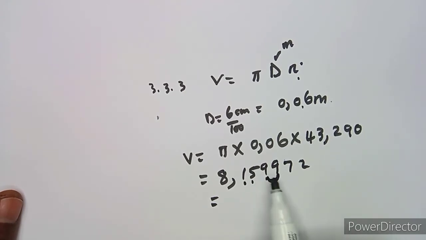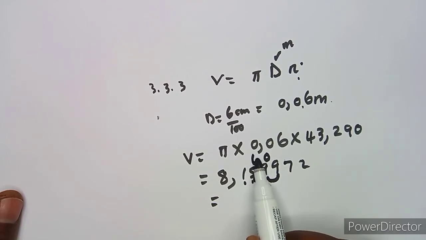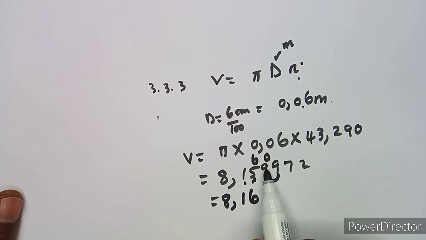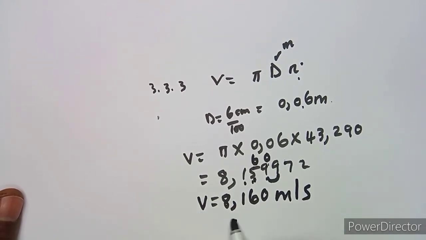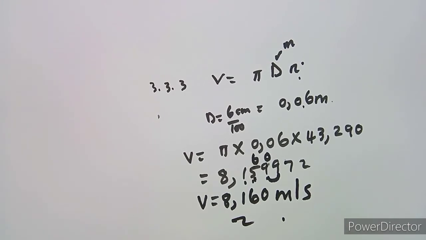So as you can see, 9 is going to change this into 10, and this gives us this one into 6. So it's going to be 8,160. All right, so that's our velocity, and this is direct velocity, tangential velocity, or circumferential velocity, which is measured in meters per second.